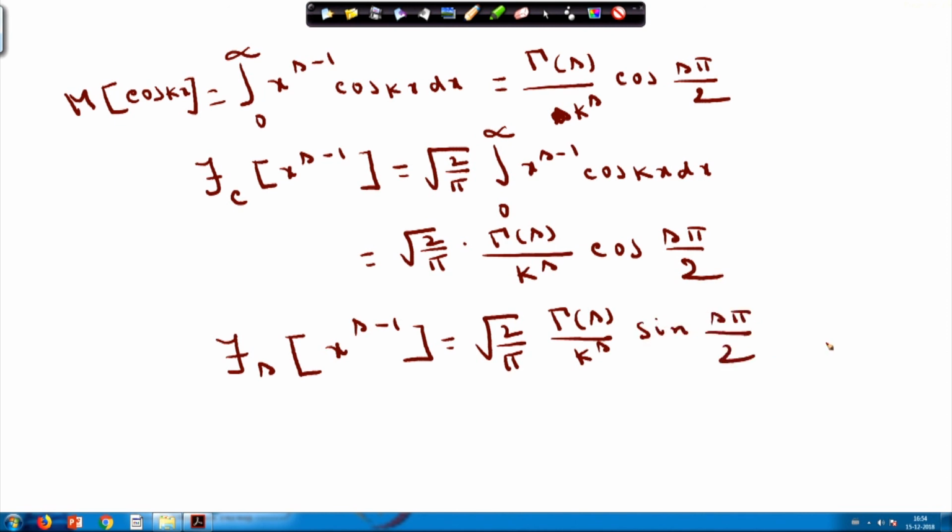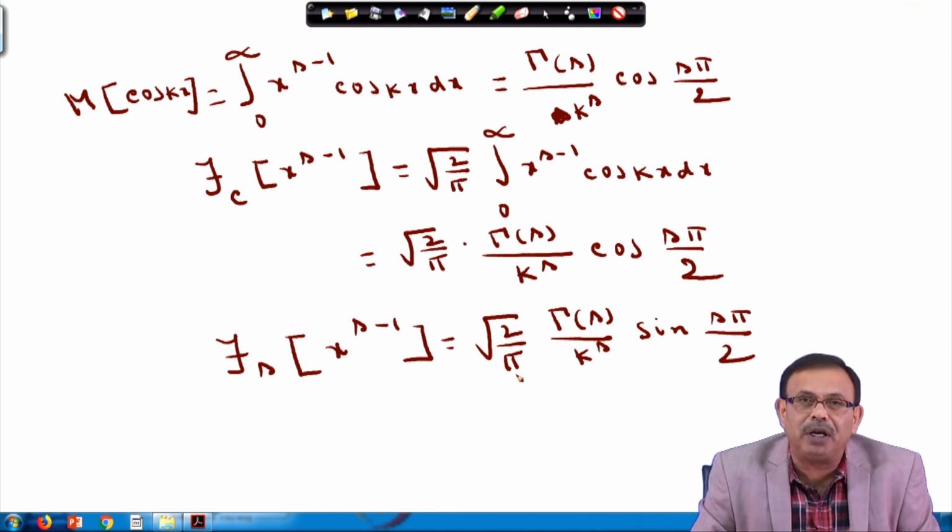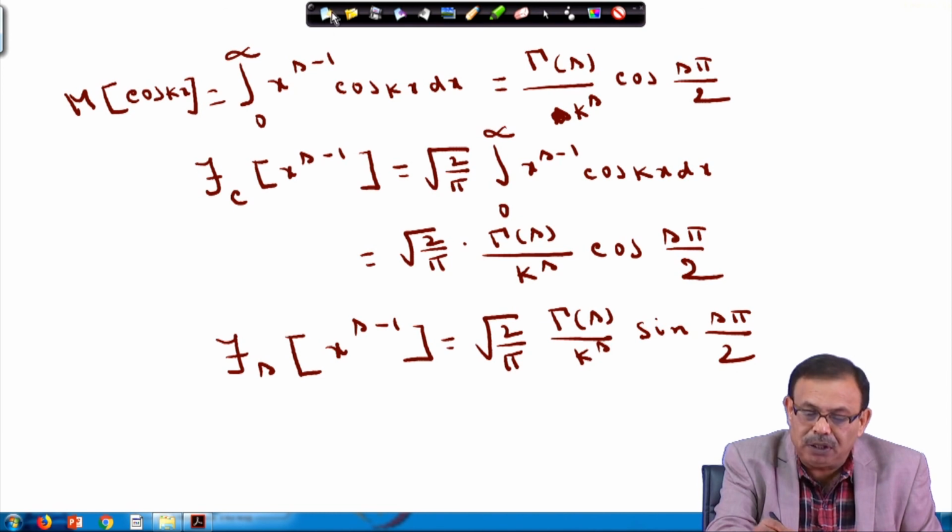In the same way, using the Mellin transform of sin kx, we can prove that the Fourier sine transform of x to the power s minus 1 equals root over 2 by pi gamma s by k to the power s into sin s pi by 2.